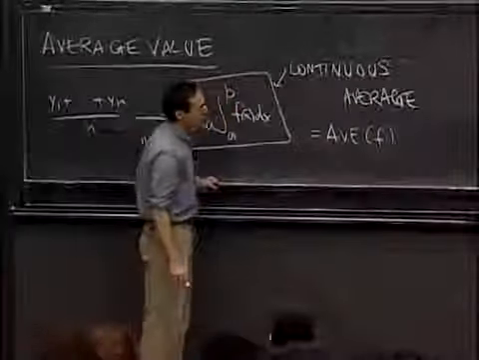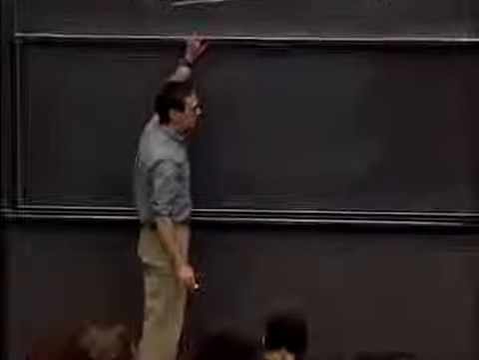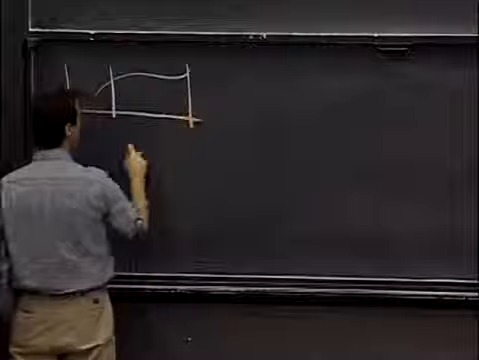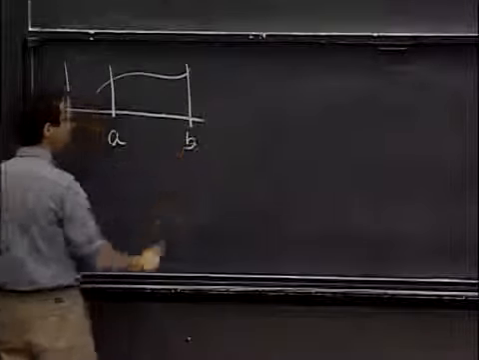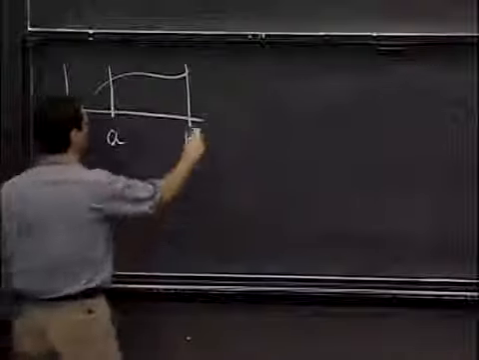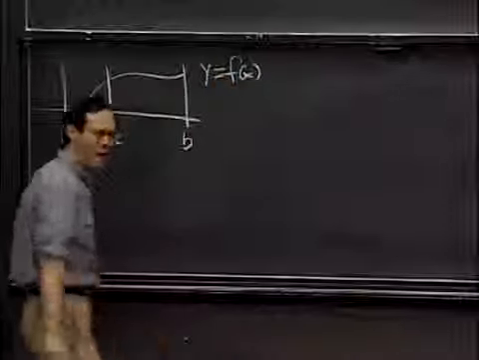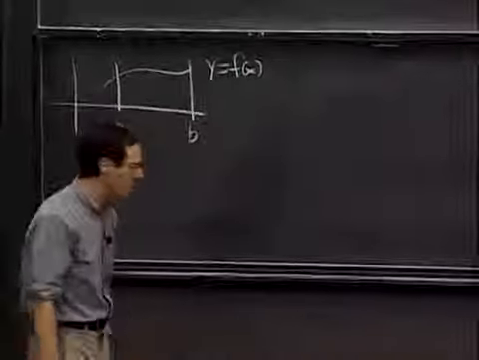And I want to explain that just to make sure that we're all on the same page. In general, if you have a function and you want to interpret the integral, our first interpretation was that it's something like the area under the curve. But average value is another reasonable interpretation.